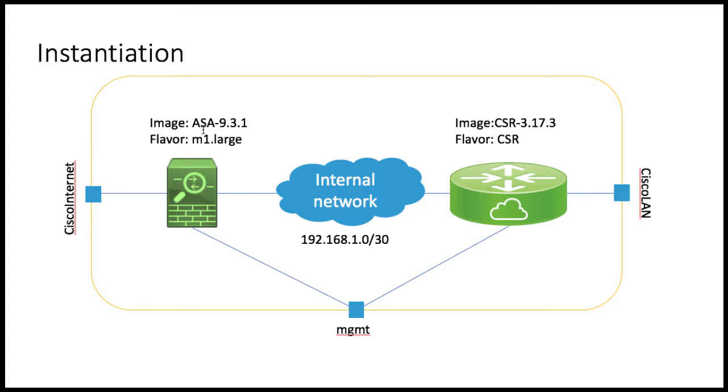The ASA I will start up using an image in OpenStack called ASA 931, and I'll use one of the built-in flavors of OpenStack, the M1 large. For the CSR, I'm going to use another pre-created image with version 3.17.3 and a specific flavor for the CSR, just called CSR. For the internal network, I will set that up with a small IPv4 network, 192.168.1/30. So with that in place, I can move over to Postman.